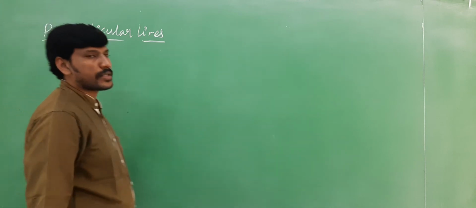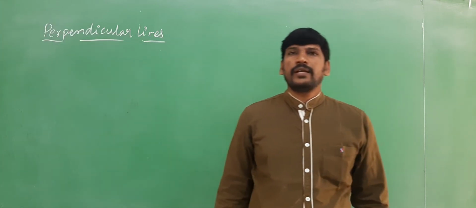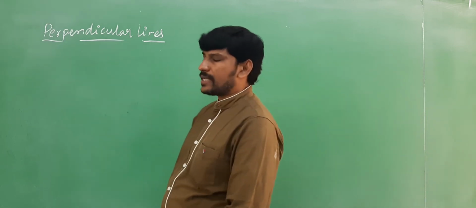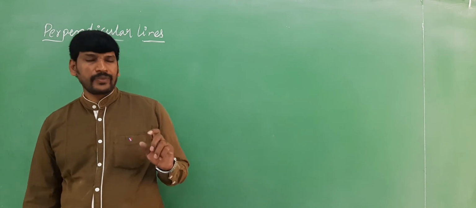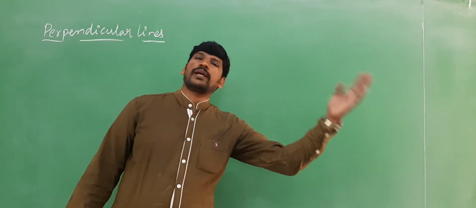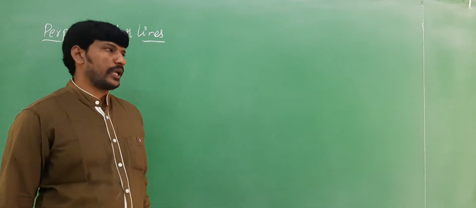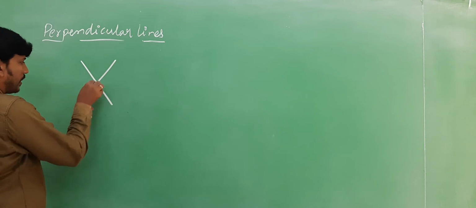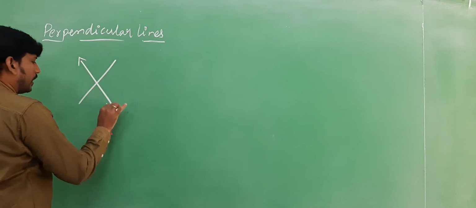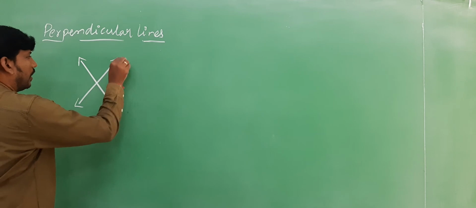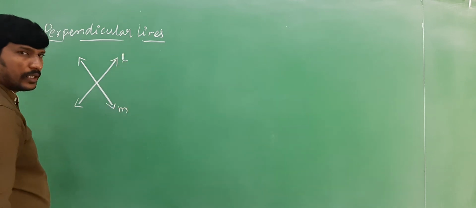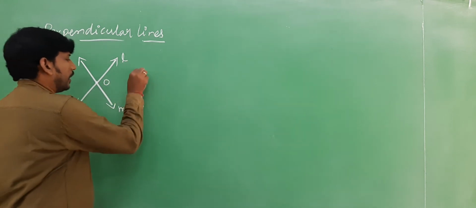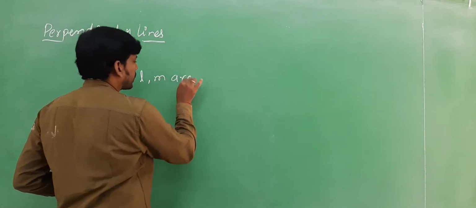Right children, let us discuss perpendicular lines here. So what is meant by perpendicular lines? First of all, these two lines are intersecting lines. From intersecting lines only we will take perpendicular lines, in a particular case. Children, if two lines are meeting at one point, then the lines are called intersecting lines. Line L, line M. These two lines are intersecting at a point O here. Then L and M are intersecting lines.